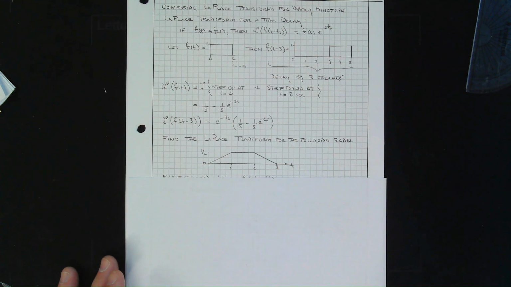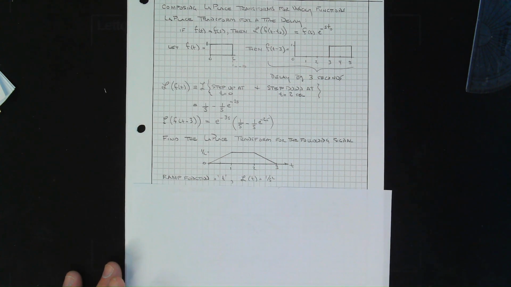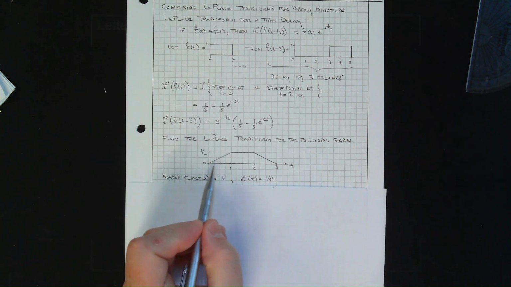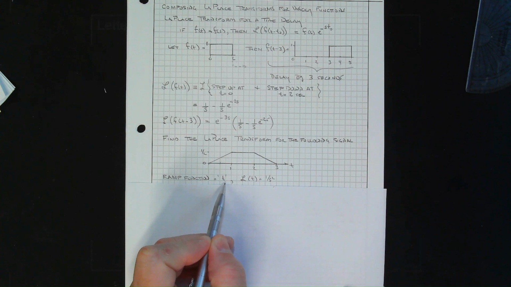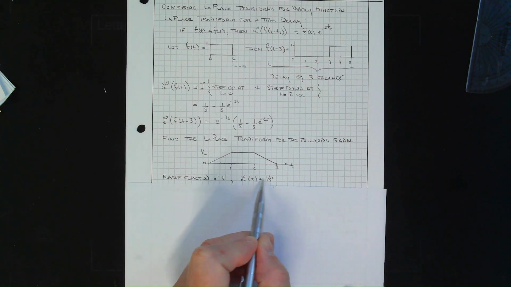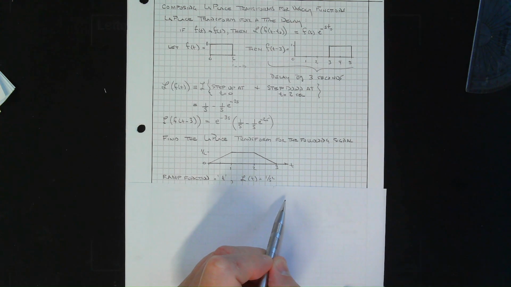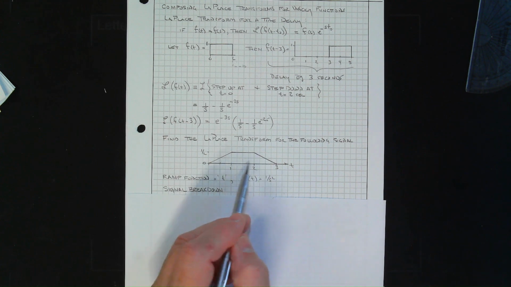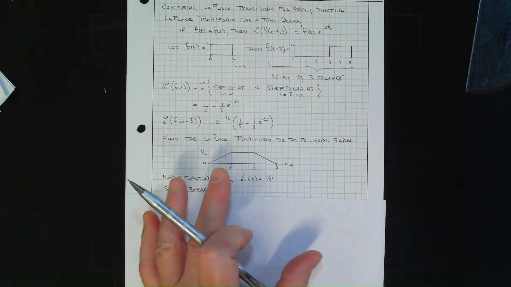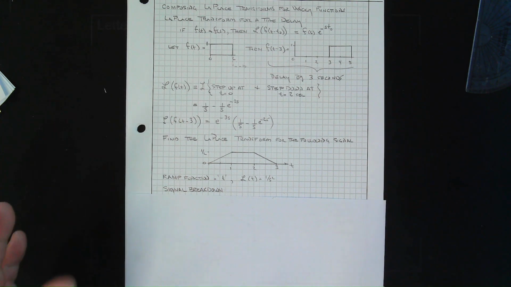Okay, so let's look at what we have. We have a ramp function. Slope is a half. A generic ramp has a slope of 1. But a generic ramp function is 1 over s squared. That's the Laplace transform. So when you go to do something like this, you need to break it down into Laplace transform pieces that you already know or have.